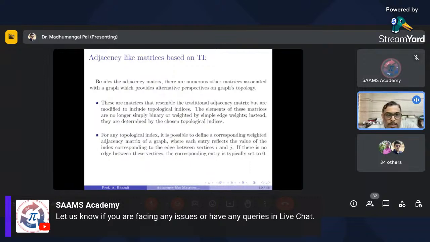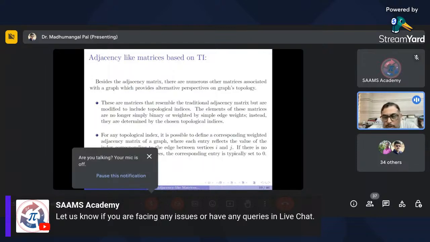The whole spectrum of this kind of matrices are in the class of adjacency-like matrices. Now we have come up with some other generalizations also, like A alpha and all, but these are the adjacency-like matrices based on topological indices.